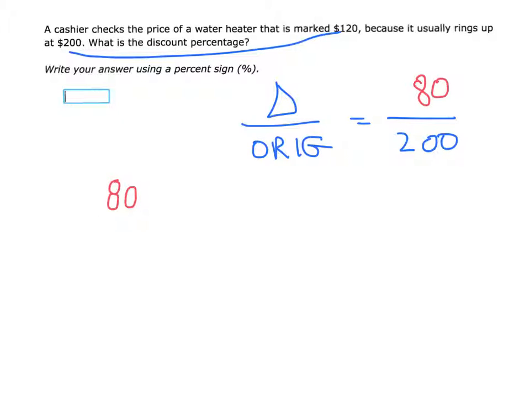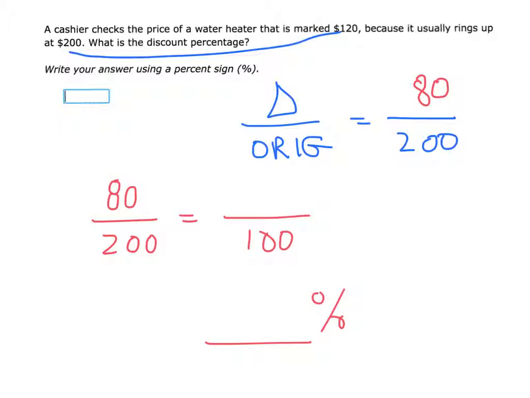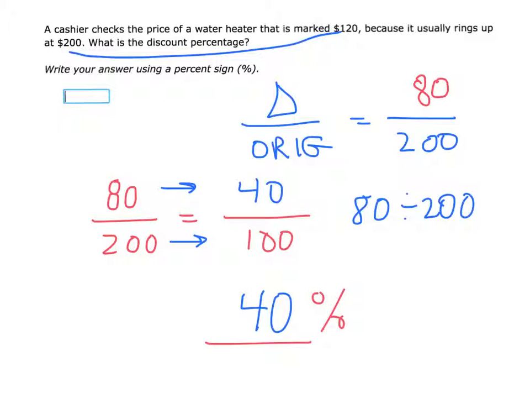When you're faced with a problem as simple as 80 over 200, and I'm trying to figure out what that is out of 100. I mean, after all, percentage means out of 100. Well, this is pretty easy, right? What's half of 200? 100. What's half of 80? 40. So my final answer in this case is 40%. Now, is it true? Could I still have done it as 80 divided by 200? Absolutely. And when I do 80 divided by 200 on my calculator, I get 0.4, which, as we know, is the same thing as 40%.